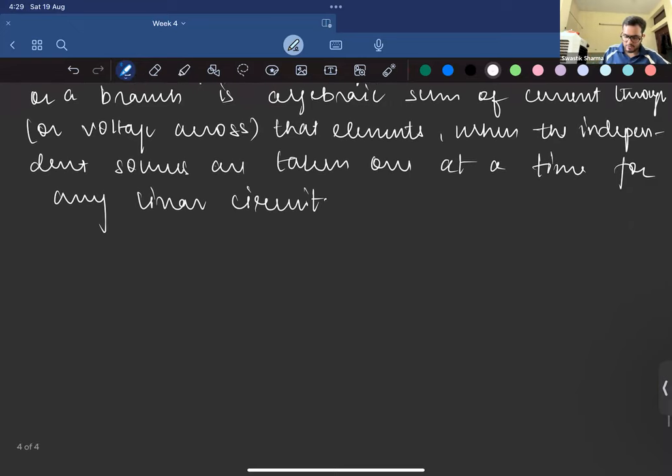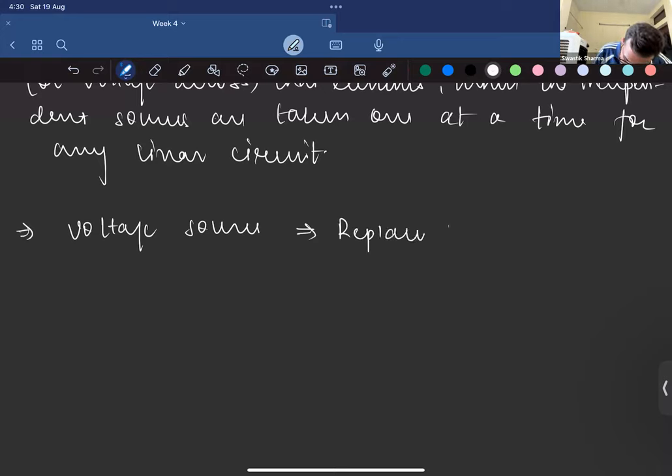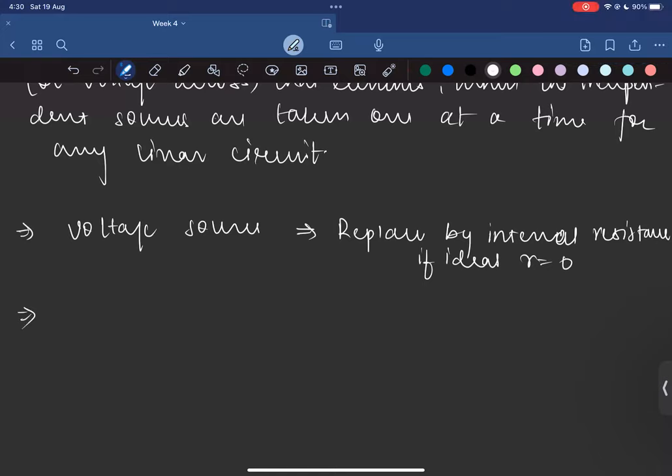So how do we apply the superposition theorem to different independent sources? If we have an independent voltage source, we replace it by its internal resistance. If it's ideal, it's nothing but a short circuit since R is zero. The battery will behave as a short circuit. And the current source will behave as an open circuit.